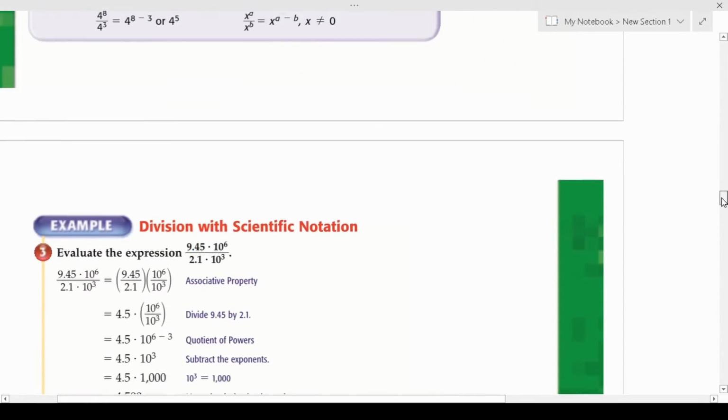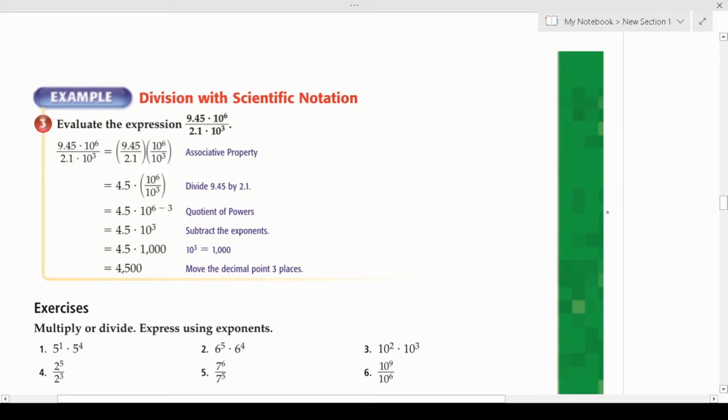Let's take a look at an example in which we have to now do division with scientific notation. And before we get started, let me just mention the quotient rule involving exponents. Let's say we had a to the m divided by a to the n. This would be the same as a to the m minus n. We're going to make use of that when we do this division now.